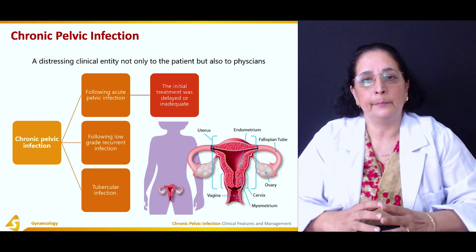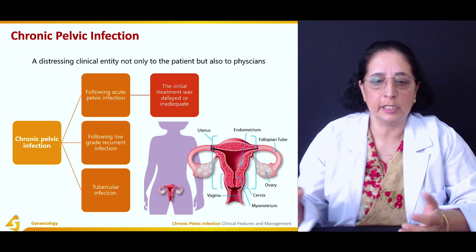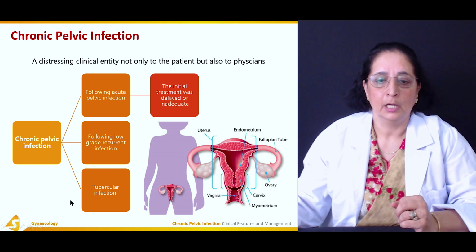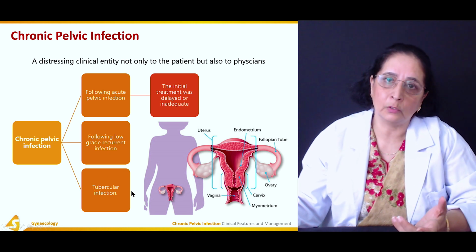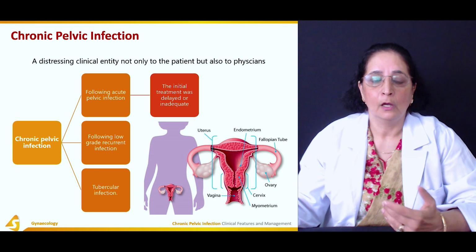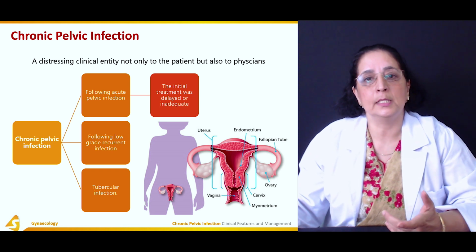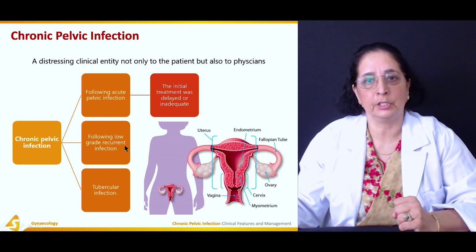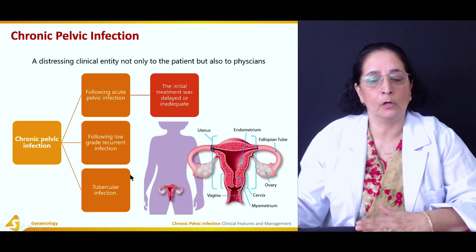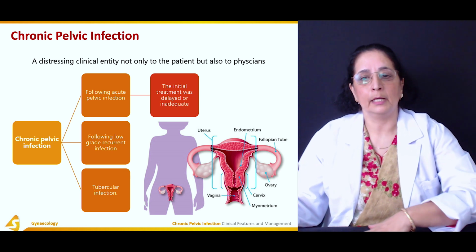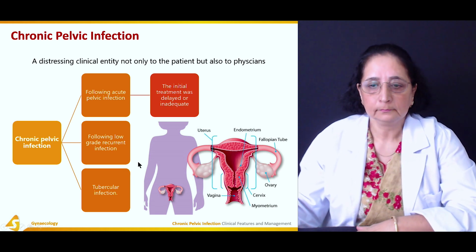Or one example of chronic pelvic infection is tubercular infection. Tuberculosis is infection that not only involves the lungs, although lungs are the primary site of tubercular infection, but it can involve the other organs slowly. So tubercular infection is a common example of chronic pelvic infection.